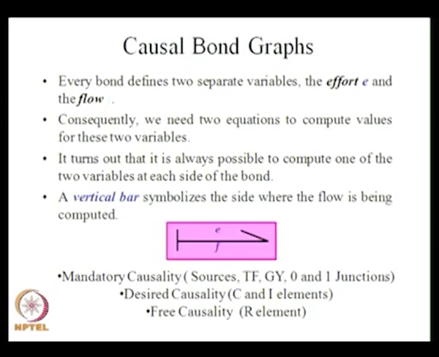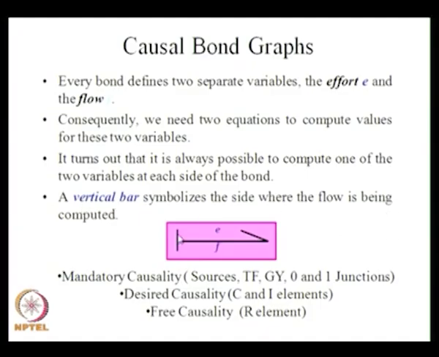So every bond defines two separate variables, the effort and flow, and consequently we need two equations to compute values for these two variables. So we need to have two equations for effort and flow. It turns out that it is always possible to compute one of the two variables at each side of the bond. So you can compute one of these variables at one side of the bond, and a vertical bar symbolizes the side where the flow is being computed.